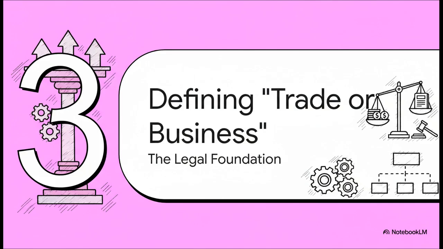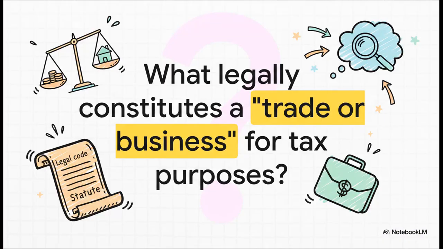All right, that's pillar number one. Now let's talk about the second piece of this legal puzzle. Because even if income is taxable, it's only subject to self-employment tax if it comes from a trade or business. And that phrase has a very specific legal definition. So the big question becomes, what is a trade or business anyway? Because Internal Revenue Code Section 1402 says self-employment tax applies to earnings from a trade or business.